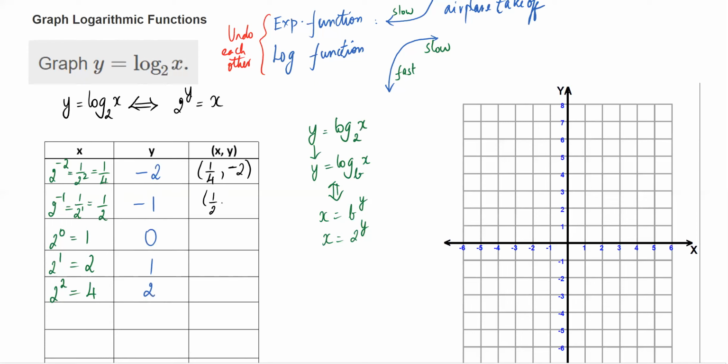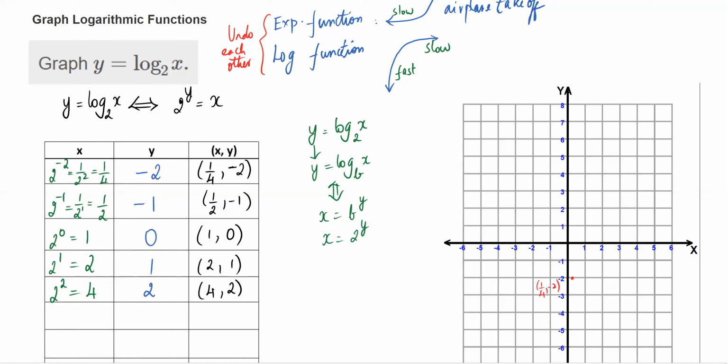So actually the coordinates got switched. If I were to graph these two on the same grid, you will see how exactly switched they are. All right, let's use red for this. 1/4 and negative 2. So 1/4 is on the x-axis in the first box. I'm taking 1/4 and going down to negative 2.